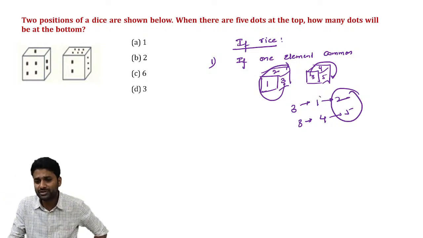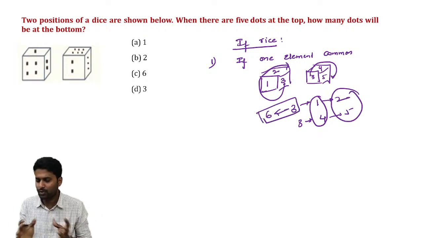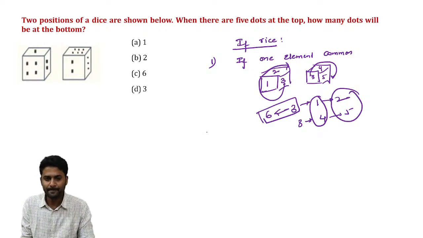2, 5 is opposite to each other. 1, 4 is opposite to each other. Then remaining we have a 6. 3, 6 is always opposite to each other. You can conclude the opposite pairs in this way.